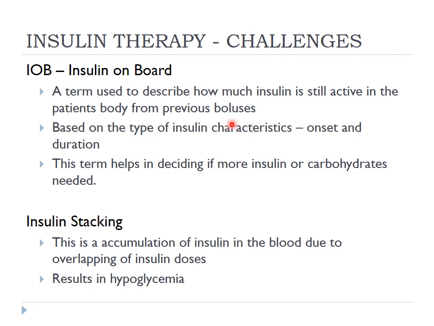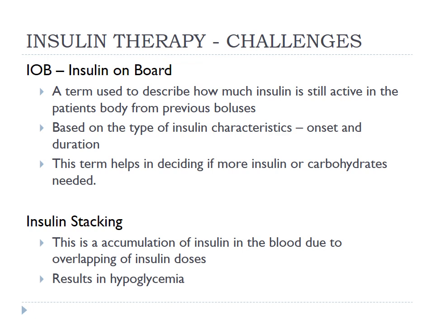Okay, and more particularly, when we're talking diabetes, we want to know the amount of insulin that is still remaining after the peak. So above the minimum effective concentration line and after the peak of insulin, that is what we call insulin on board. And this term helps us decide when you need more insulin or when you need more carbohydrates.